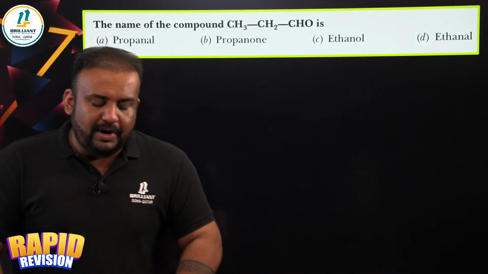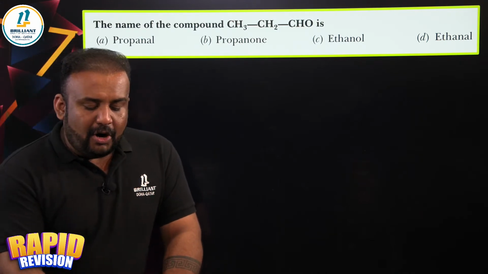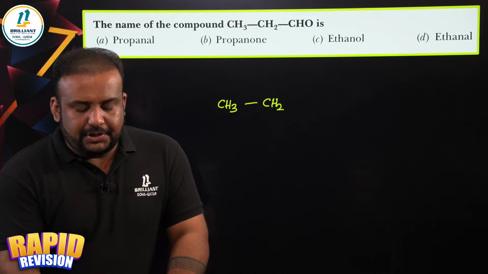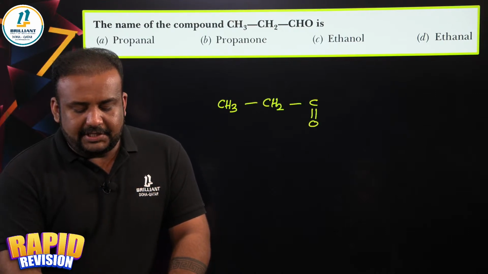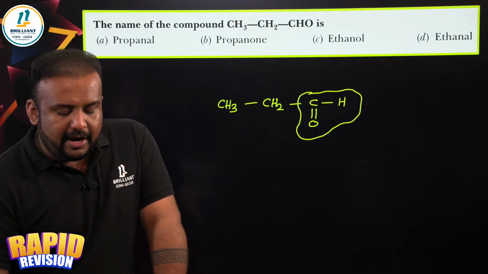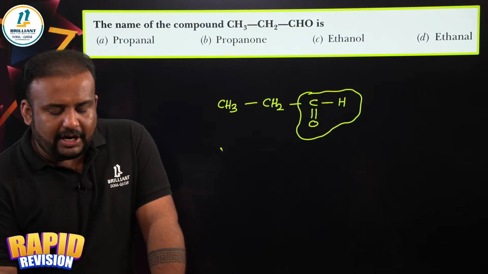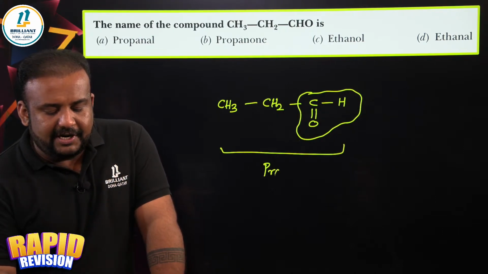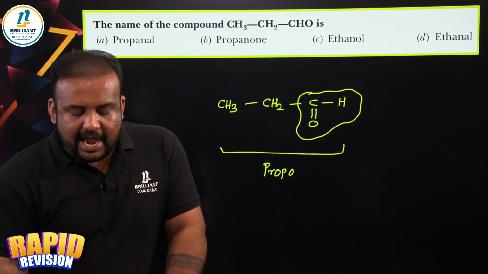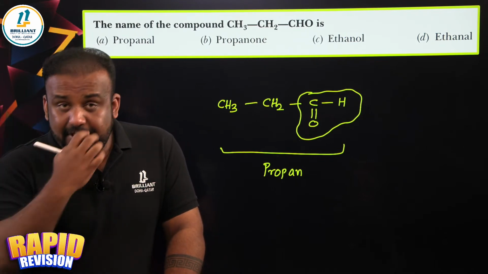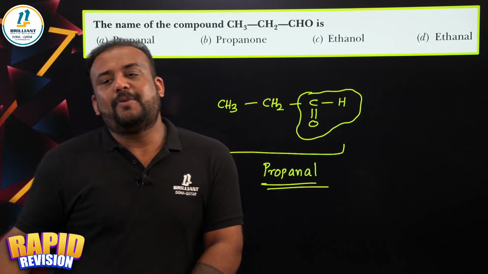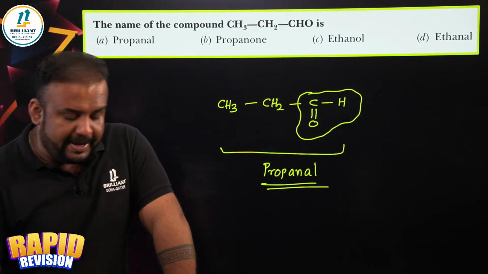The name of the compound is, look at this compound, which functional group you can see there? CH3, CH2, CHO. CHO can be written like this. What functional group is that? It is aldehyde. And how many carbons are there? Total 3 carbons are there. 3 carbons, word root is prop. All the bonds are single bonds, so it is an. And the suffix used for the functional group aldehyde is al. So the compound is known as propanal.